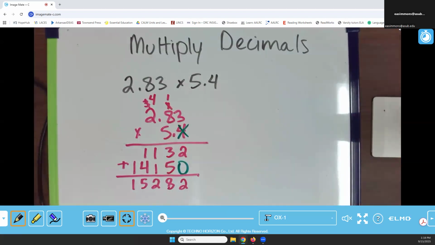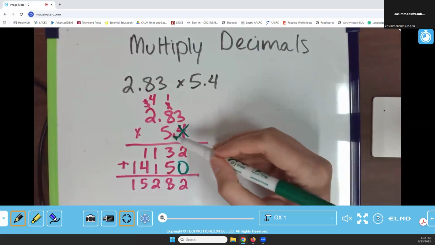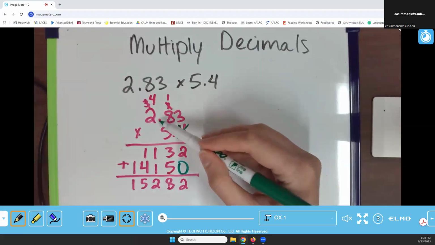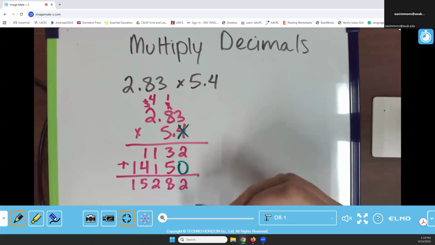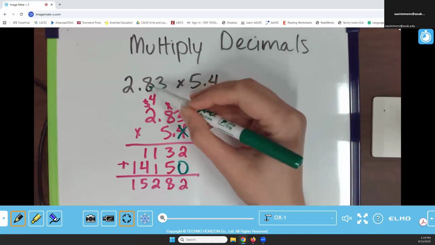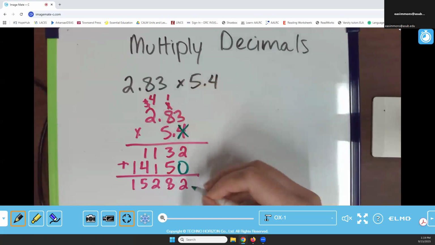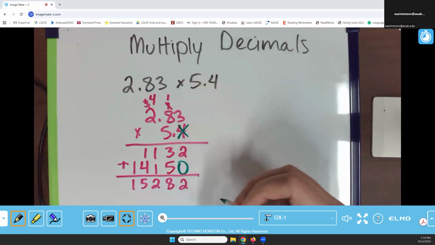This is where we differ from whole numbers. So we will move our decimal point over according to how many digits we had after the decimal in the original problem. We had 1, 2, 3 digits. We had an 8, a 3, and a 4. So that's 3 digits. We move over 3 places.